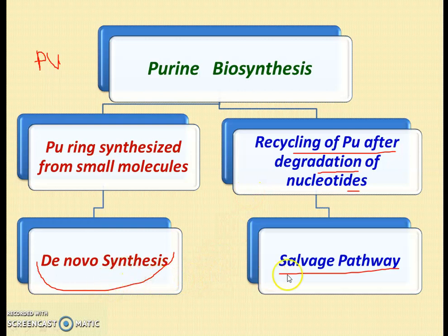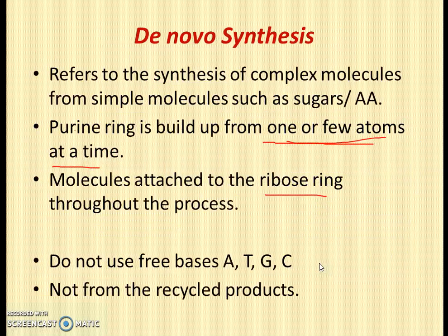The purine biosynthesis can be done in two pathways. One is the de novo synthesis. Another pathway is the salvage pathway. In the de novo synthesis, the purine ring is synthesized from small molecules, all new molecules, whereas the salvage pathway is synthesized from the degraded nucleotides. Recycling of the purines is done in the salvage pathway.